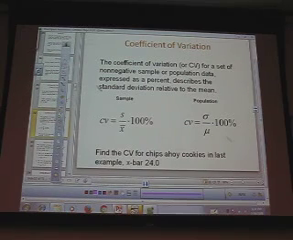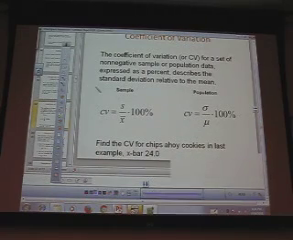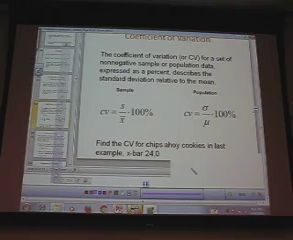All right, Jacob, what'd you get? And how'd you do it? Jacob? I'm sorry? Okay. Ivana, do you want to help him out? What'd you do? Take the standard deviation, divide by the mean, multiply by 100%.